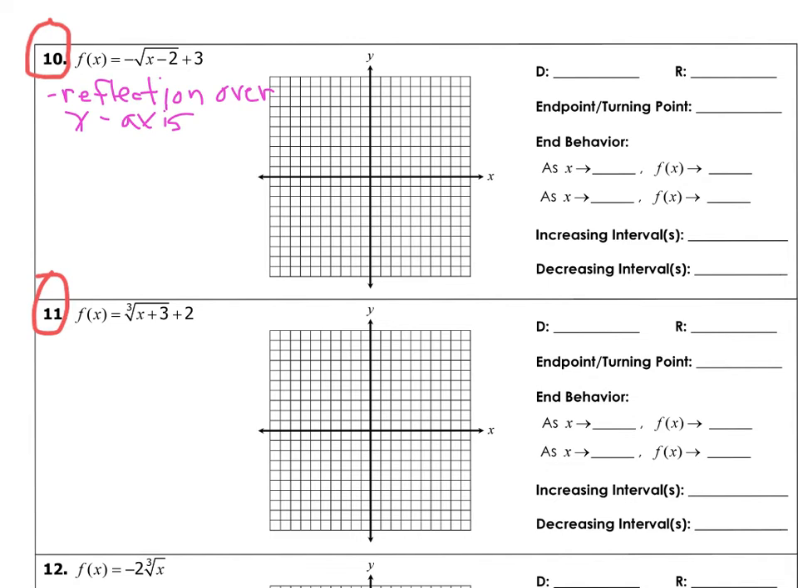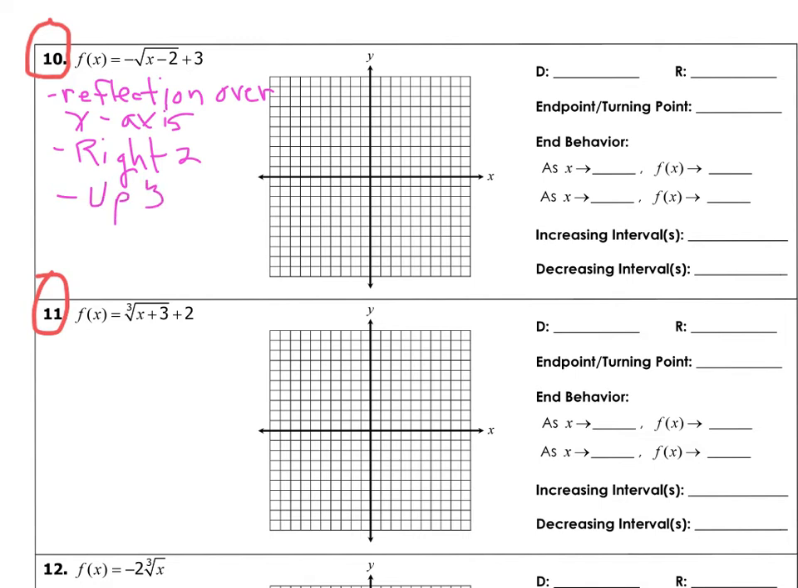So because we have a reflection, we are going to use an XY table. I will show you how you can do a pure reflection without doing an XY table, but a lot of you will be more comfortable doing that. But because we don't have a vertical stretch or shrink, we can do it without an XY table, but we'll get to that. All right, so then we have -2 on the inside of the function. Inside is right, left, and it's the opposite. So we're going to go right 2. And then outside affects the y. That's up, down, and it's the same. So we're going to go up 3.